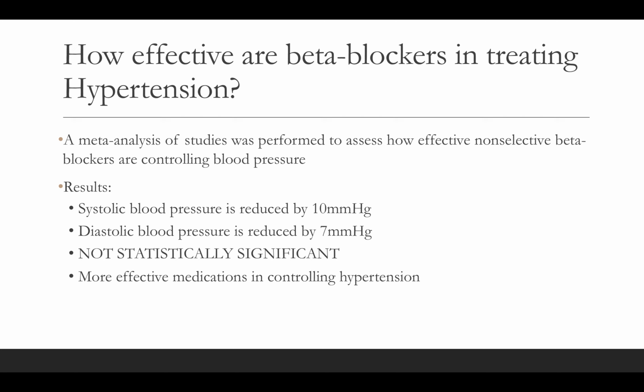This reduction is not statistically significant because between the two reductions, the total decrease in pressure is about 2 millimeters of mercury. So there are more effective medications in controlling hypertension, like ACE inhibitors and calcium channel blockers, but I'm going to leave those classes of drugs for you all to look up.